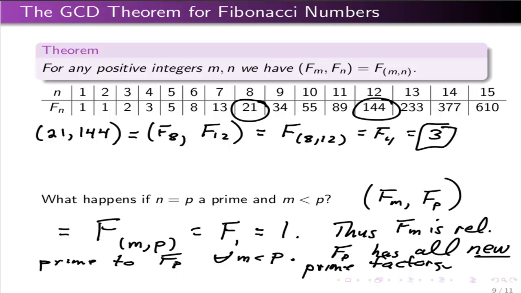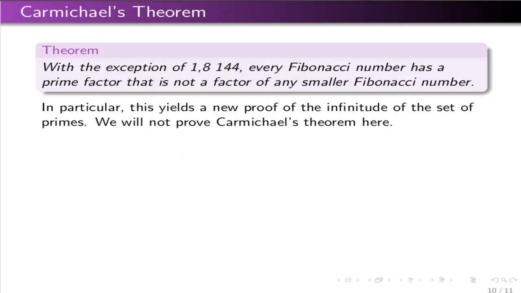And this result actually has a type of generalization called Carmichael's theorem, which says that with the exception of these three Fibonacci numbers, 1, 8, and 144, every Fibonacci number has a prime factor that is not a factor of any smaller, any preceding Fibonacci number. One thing Carmichael's theorem yields in particular is there are infinitely many primes. Right? We have infinitely many Fibonacci numbers. Each one contains some new prime factor, and so you've got infinitely many primes.